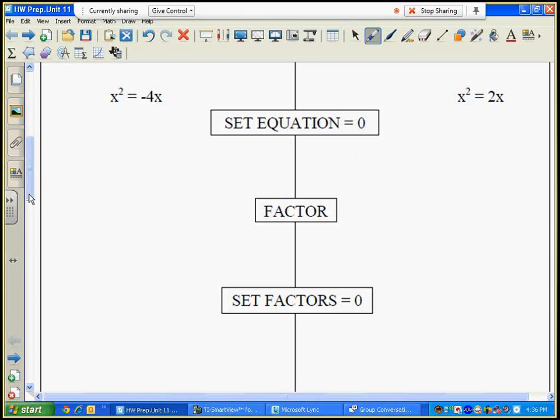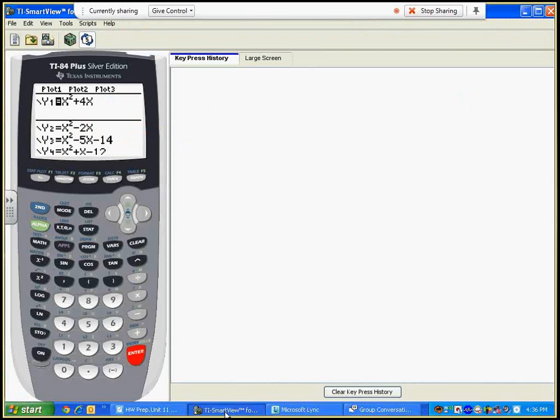On the left, we want to set this equation equal to 0. So the first thing that I would do is add 4x to each side. Now when I do, I'm going to get x squared plus 4x is equal to 0. All right, so we've set it equal to 0. Now on day 3, we talked about once we have this set equal to 0, we could go to the calculator and we could graph this and see what it looks like.